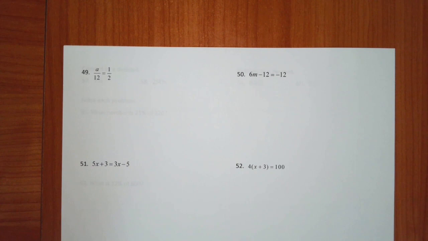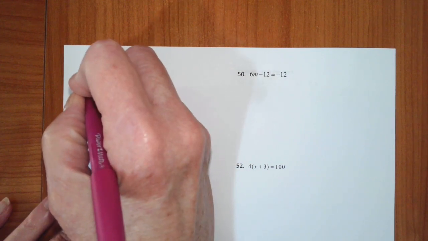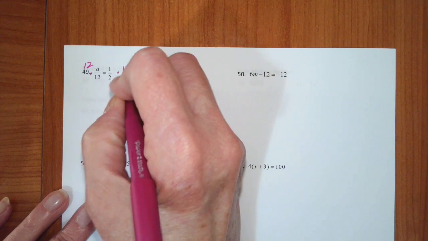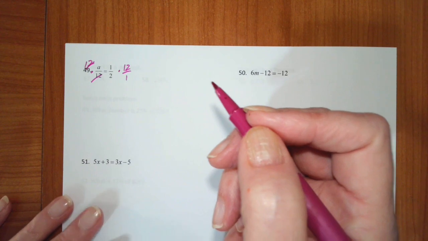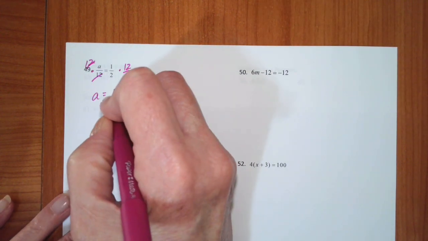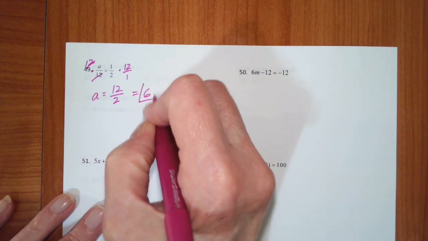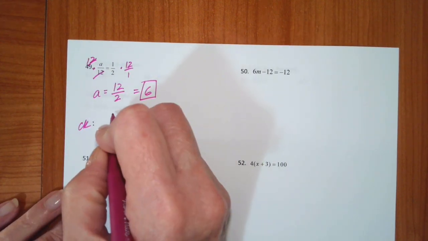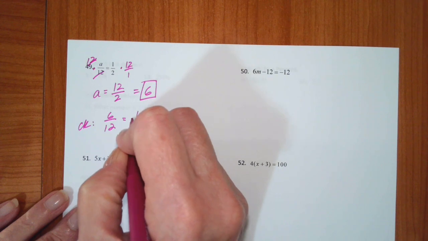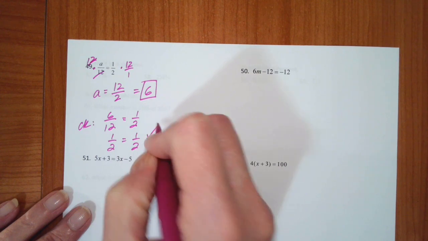All right, if I have a divided by 12 is equal to 1/2, that means I can multiply both sides. Since I divided, that means I'm going to multiply both sides times 12, and since they're fractions, 12 over 1. Anything divided by itself becomes 1. So I have a is equal to 12 divided by 2, which is 6. Okay, then for my check, I want to know if 6 over 12 is equal to 1 over 2. Well, this simplifies to 1/2 equals 1/2, so it checks.